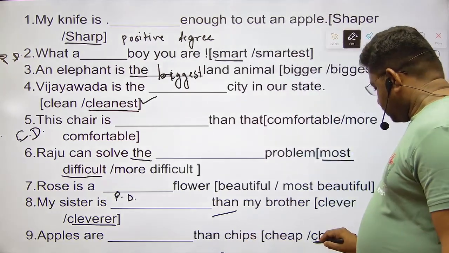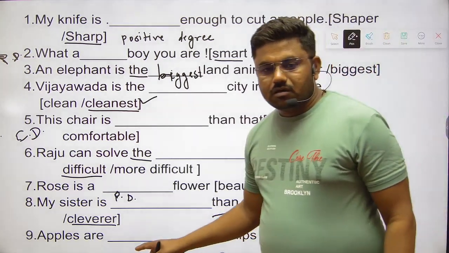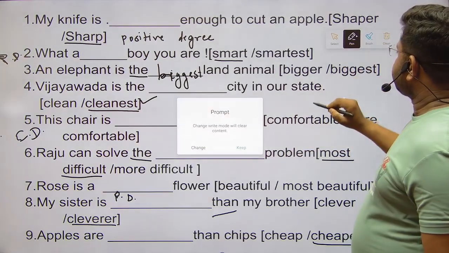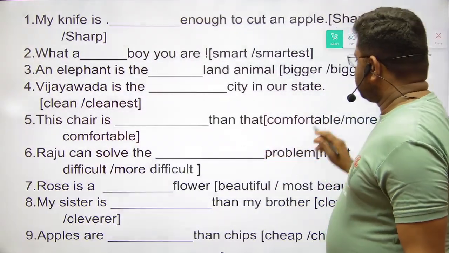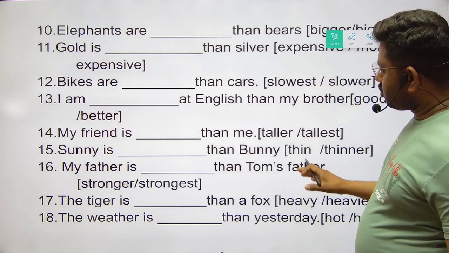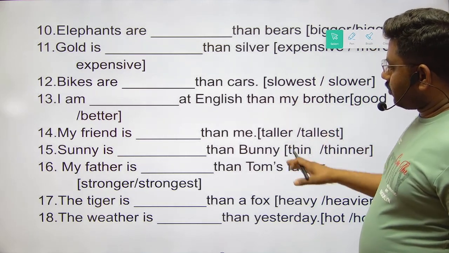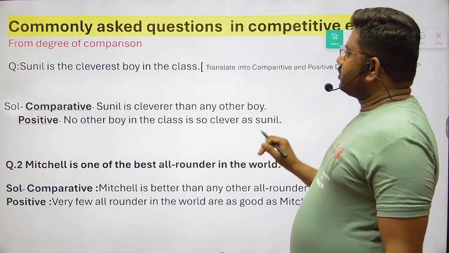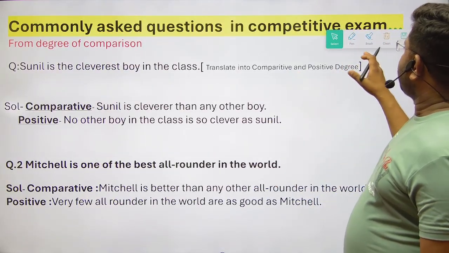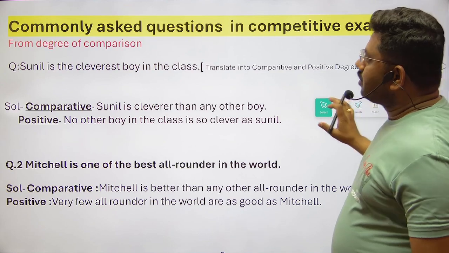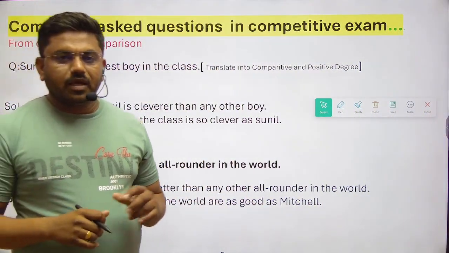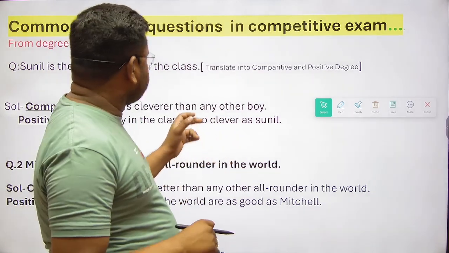This cheaper will come in this dash place. Now next, some examples are also given here and you can also solve them. Now see here, the commonly asked questions in competitive examinations from degree of comparison. One question I will solve here and you have to study from this.